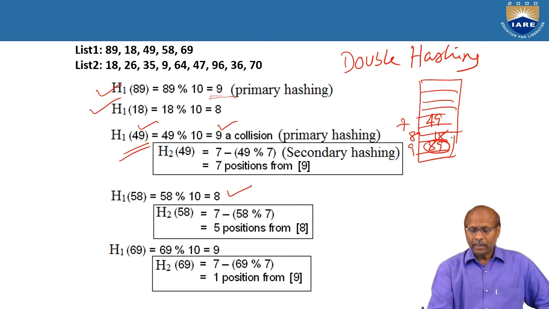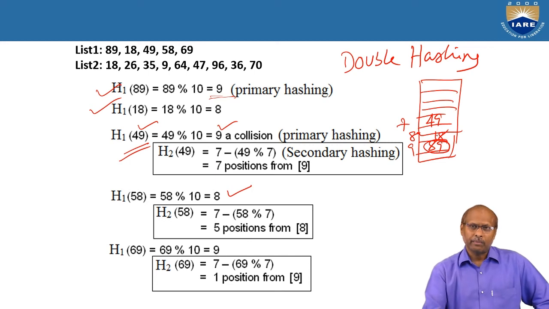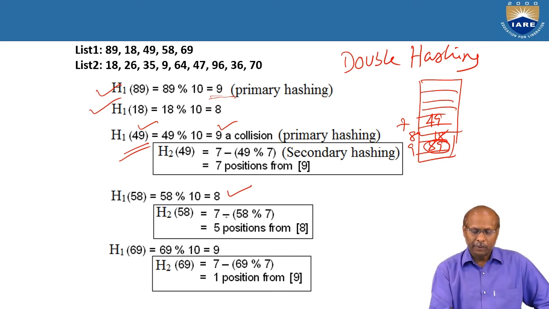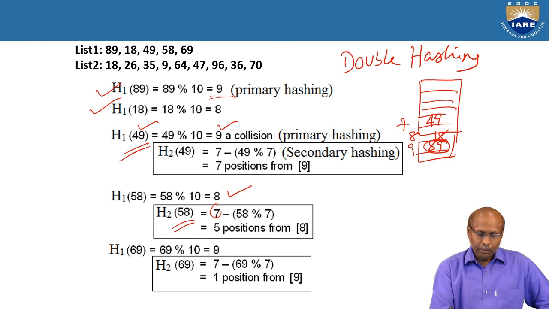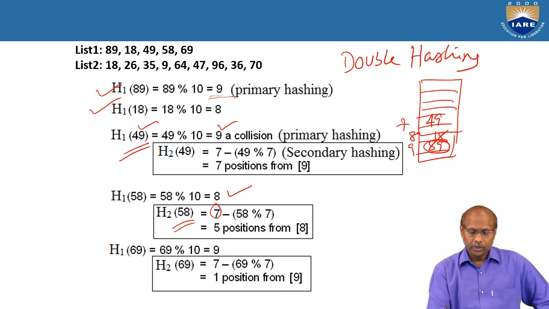Similarly, 58. 58 modulus 10 gives value 8. But already the 8th position is filled. So whenever that type of situation comes, that means a collision comes, you have to apply the second hash function. The second hash function is 7 minus key modulus 7. So this value must be a prime number. So 7 minus 58 modulus 7. 58 modulus 7 is 2, so 7 minus 2 is 5. So it gives you the 5th position. The 5th position is free now. So go to the 5th position and store 58.